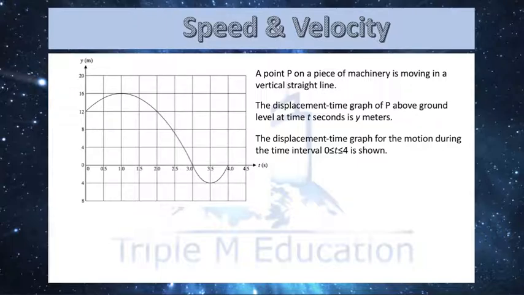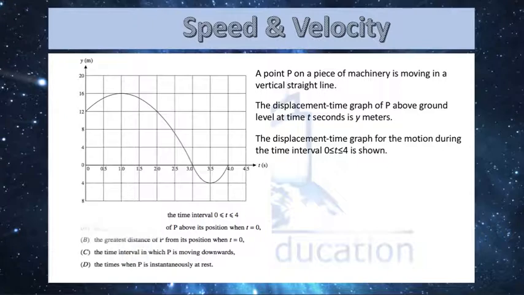It is not really speed. It's a displacement time graph, so we're using a product of a scalar quantity and a vector quantity. Therefore, we know that we're talking about velocity, not speed. So we can see that it's a gradual change in velocity throughout the entire 4 seconds. Let us try to answer the questions that follow.